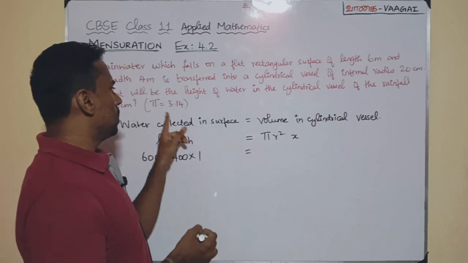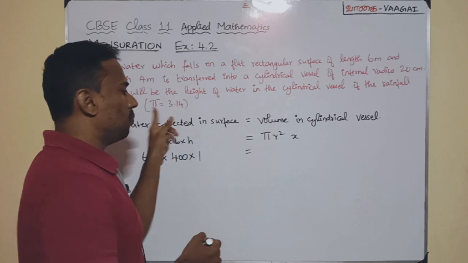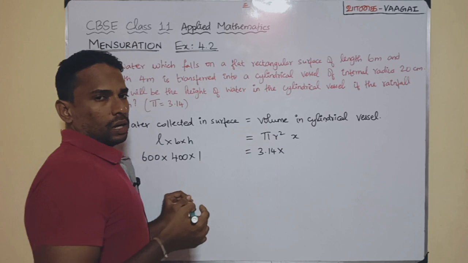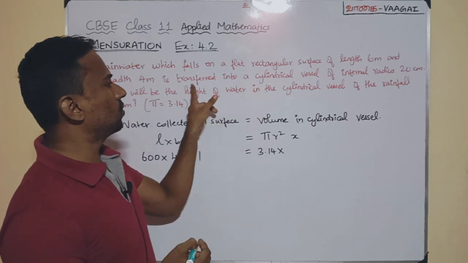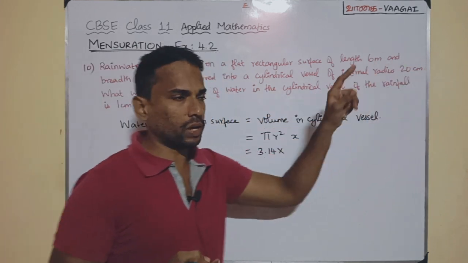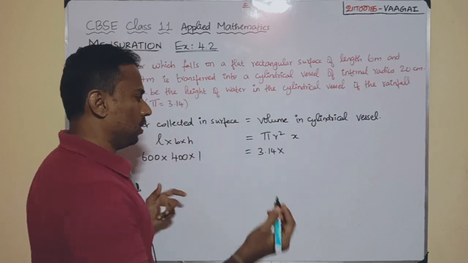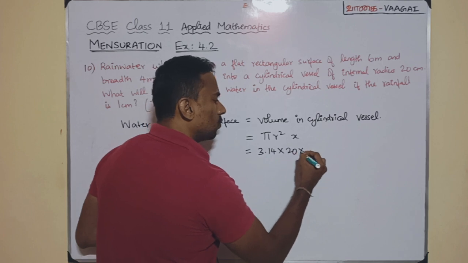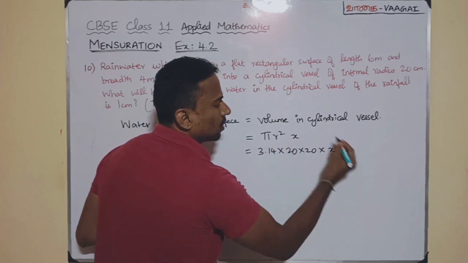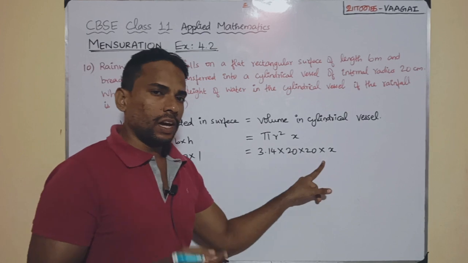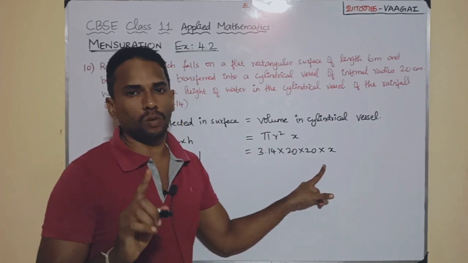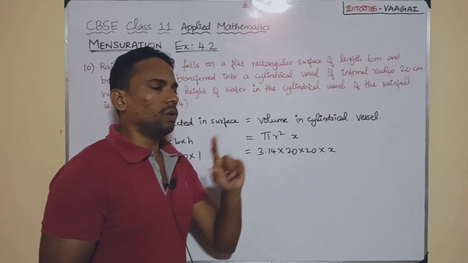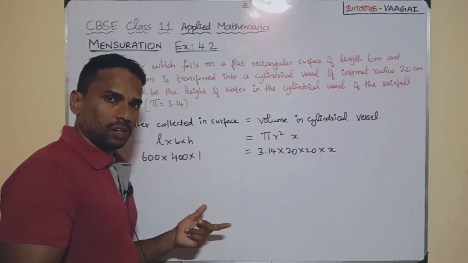Now what about pi? Pi we are requested to use as 3.14. So let me substitute the same value, 3.14 into, what about r? Radius of the cylinder is also given in the question. The internal radius is 20 centimeter. That is also in terms of centimeter only, so no problem, we don't have to adjust the units. So 20 into 20 into x. Now remember, when we solve for x also we will get the answer in terms of centimeter only, because all these units I converted into centimeters.